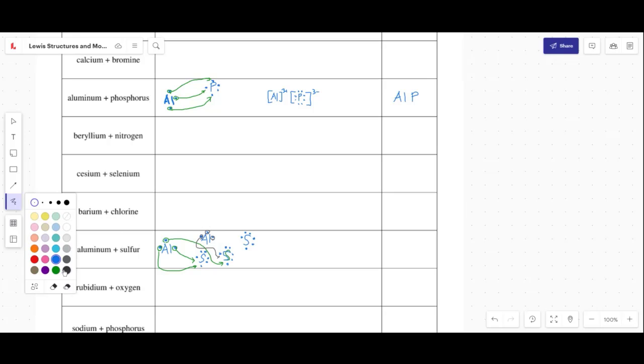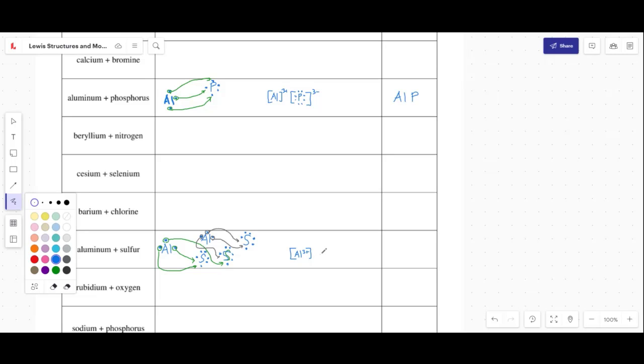So this can transfer this electron here. This can transfer this electron here. And now that sulfur is happy, the aluminums are happy, everything is fine. I now have 2 aluminums with 3 plus charges and 3 sulfurs with 2 minus charges.